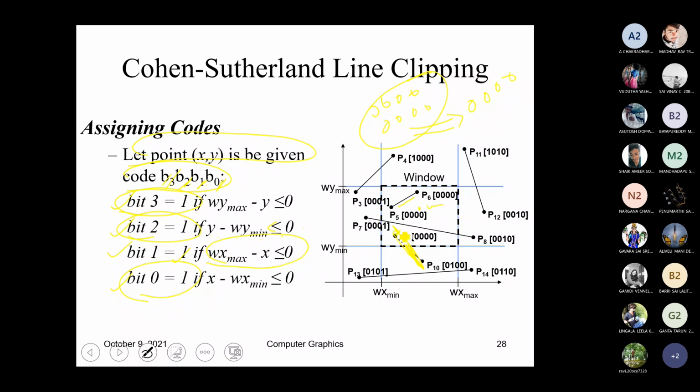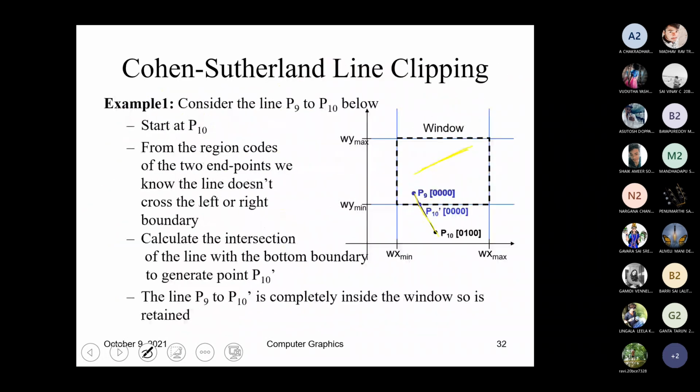So next, consider your second case. One is inside the clipping window, another one is outside the clipping window. So what should you do? Anyone can tell, we are going to see now. Okay, see here P9 and P10. In this case, we should start at P10. What is your P10 value? 0100.